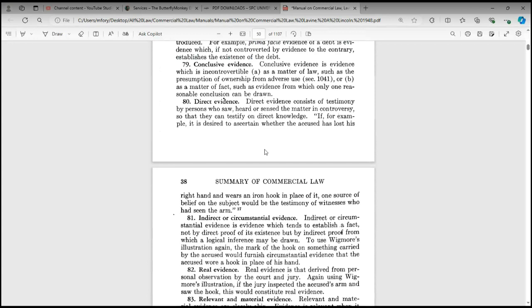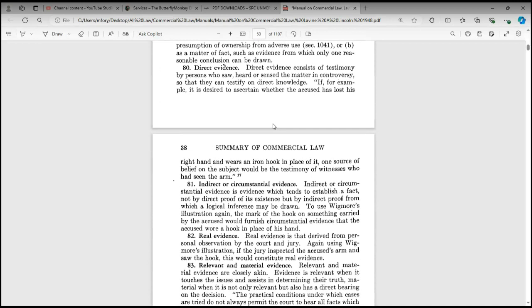Conclusive evidence. Conclusive evidence is evidence which is incontrovertible, A, as a matter of law, such as the presumption of ownership from adverse use. See section 1041. Or B, as a matter of fact, such as evidence from which only the reasonable conclusion can be drawn. Direct evidence. Evidence consists of testimony by persons who saw, heard, or sensed the matter in controversy, so that they can testify on direct knowledge.